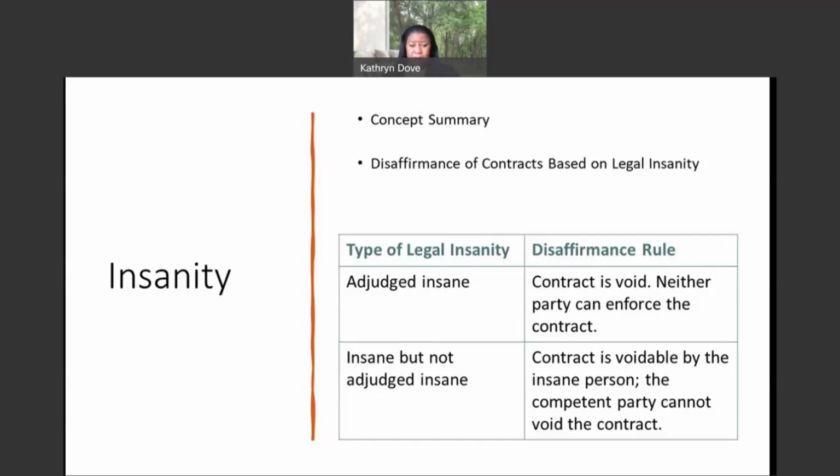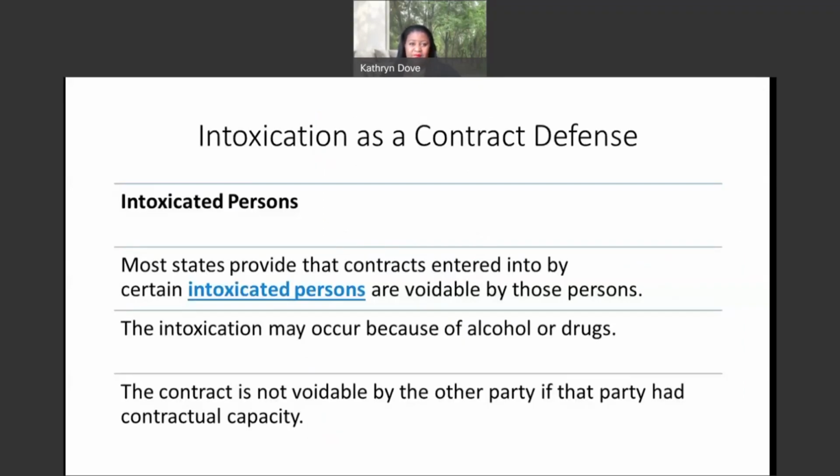If the person is a minor, or if it's someone who is insane, but a judicial determination hasn't been made, the person lacking capacity can avoid the contract. The person who is rational cannot avoid the contract.